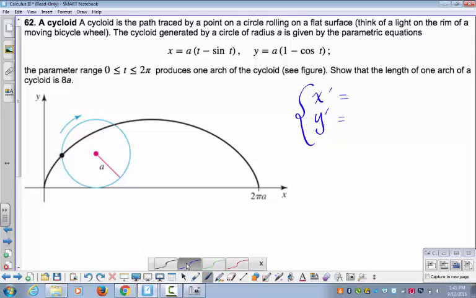So x prime up here, a is a constant, so it will float to the front. And then the derivative inside here is 1 minus cosine t. Y prime, same thing, a floats to the front. Derivative of 1 is 0. Derivative of cosine is negative sine, but there's a negative in front, so that becomes just sine. No, actually, I don't need parentheses then. So that becomes just sine. So that's our velocity vector.